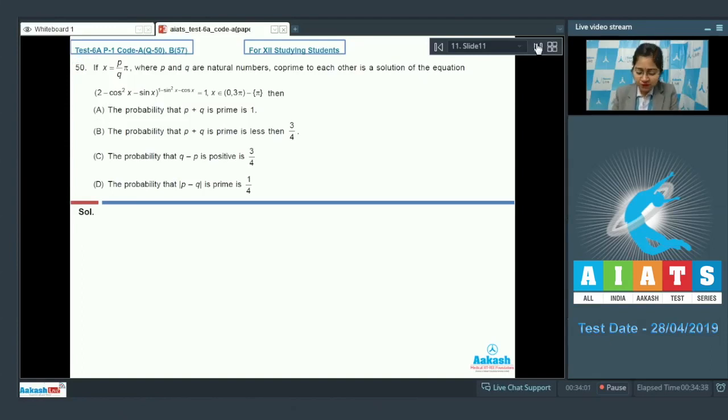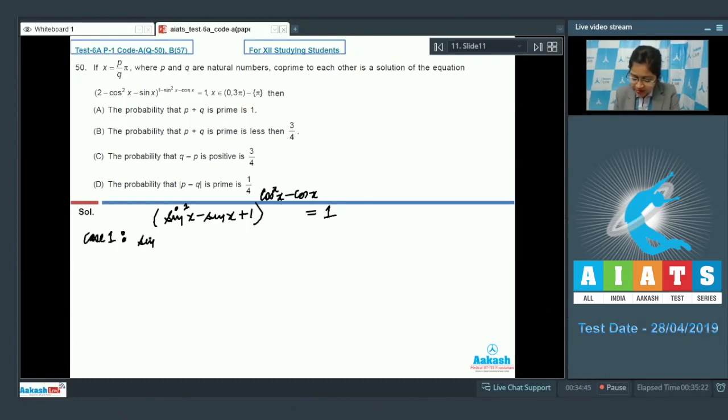Firstly, let's find the solution of this equation, writing 1 minus cos square x equal to sin square x. So we will get sin square x minus sin x plus 1, and in the power we have 1 minus sin square x, writing it as cos square x, minus cos x equal to 1. So we have to find the solution of this equation. Now let's make different cases here.